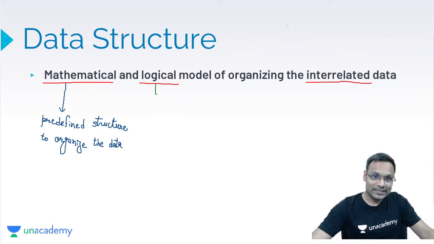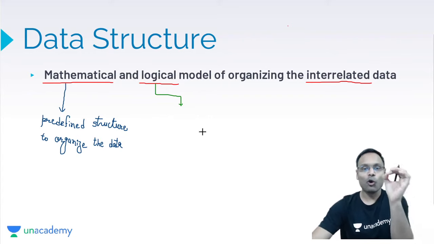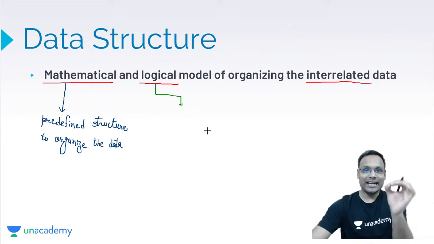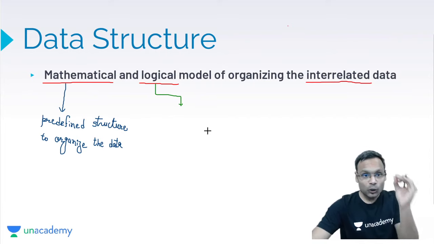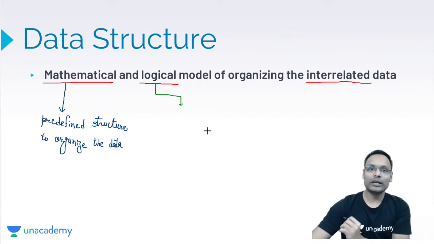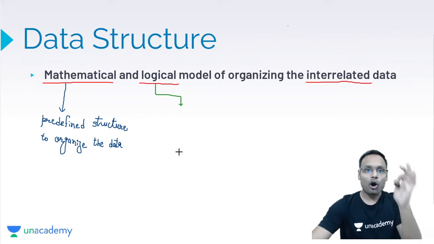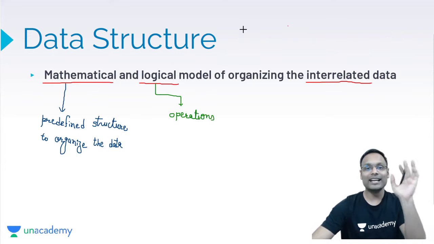The logical model says that a data structure is not only about organization or only storage of the data. Data structure is not just storage. We include something else also in a data structure, and what is that? That is the basic operations which we can perform over the given, organized data. So the operations are also included in the data structure.